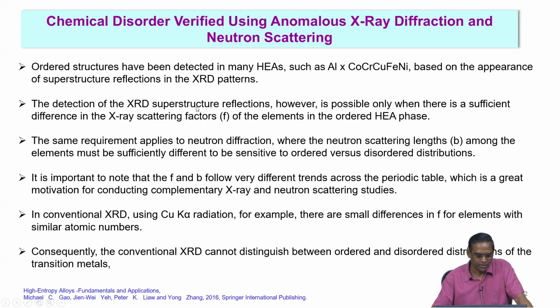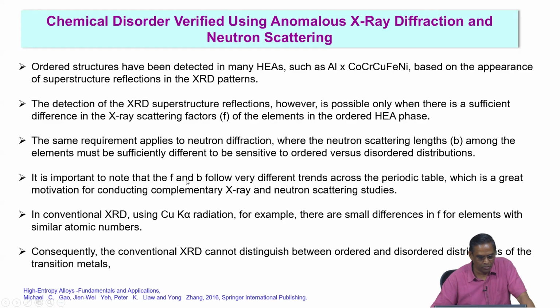The detection of XRD superstructure reflections, however, is possible only when there is a sufficient difference in X-ray scattering factors, F, the structure factor or atomic scattering factor, of the elements in the ordered high entropy phase. The same requirement applies to neutron diffraction, where the neutron scattering lengths, B, among the elements must be sufficiently different to be sensitive to ordered versus disordered distribution.